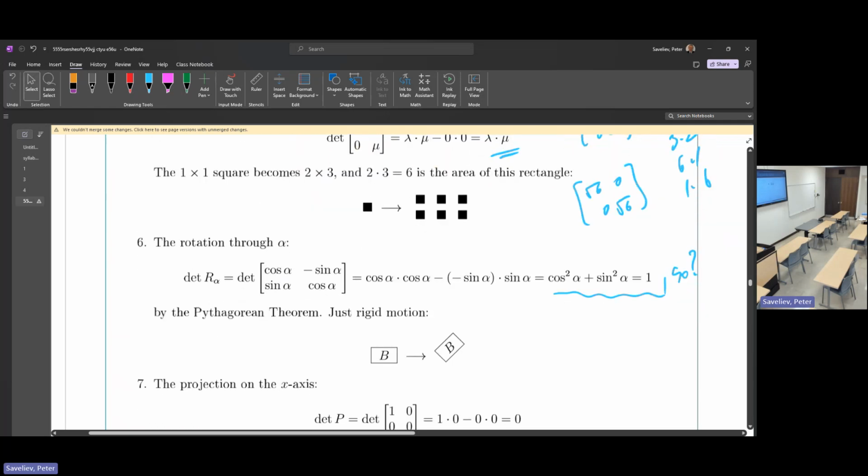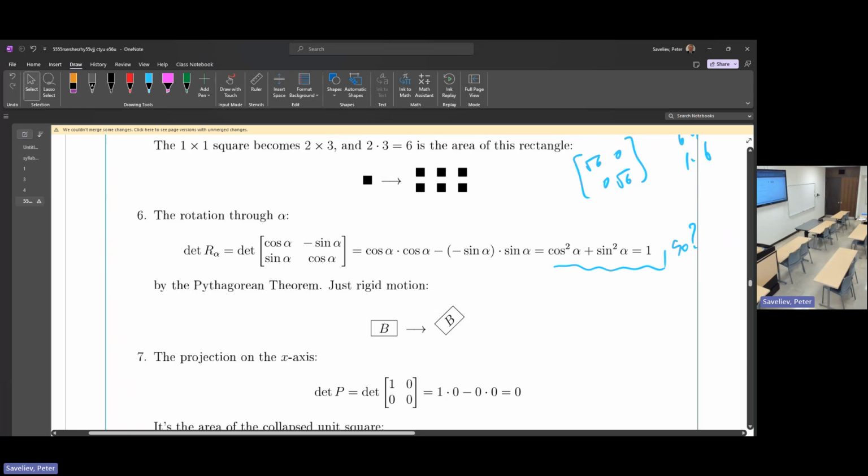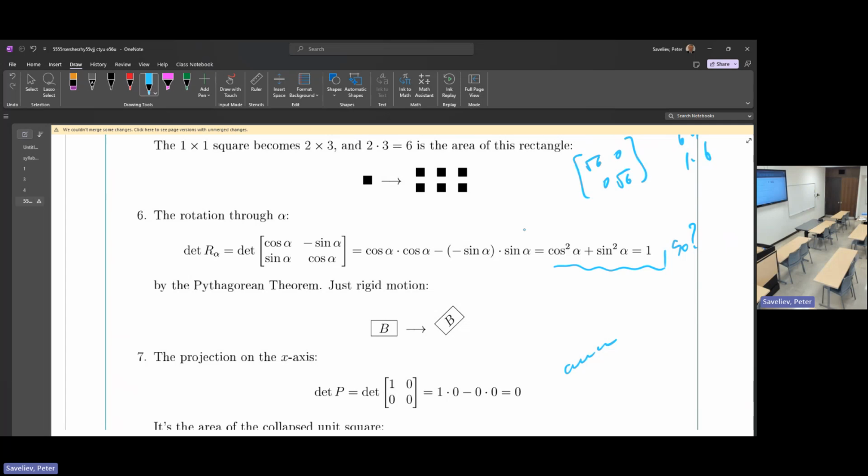Projection will give you a determinant equal to 0, as we already know. So every time you end up with 0, you know that. Also, think about the area, right? The determinant equal to 0, what does it tell you about the area? Well, the area is 0. So the area was 1 and has become 0.